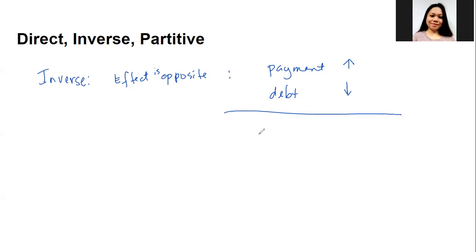One example is number of workers and the amount of work left. Of course, if you have more workers to do the work, then each worker will have less work, if that makes sense. If you have fewer workers to do the work, then each person will have more work. So the effect is opposite.